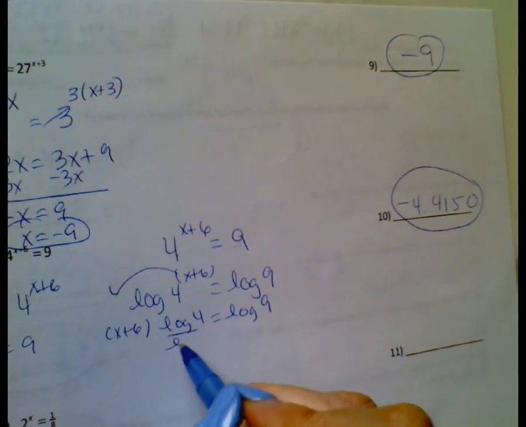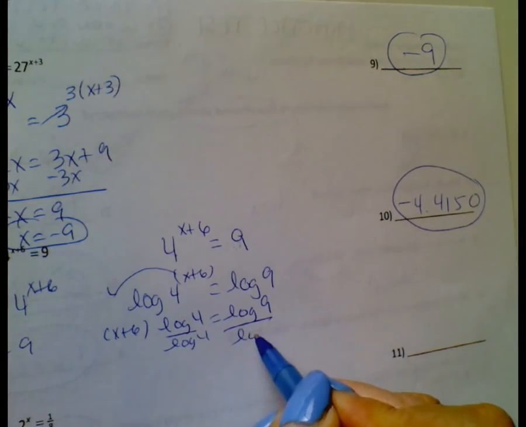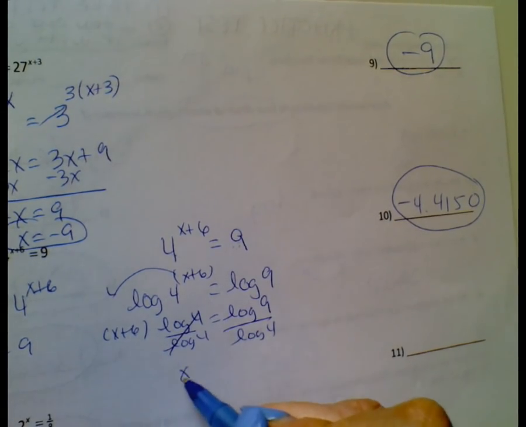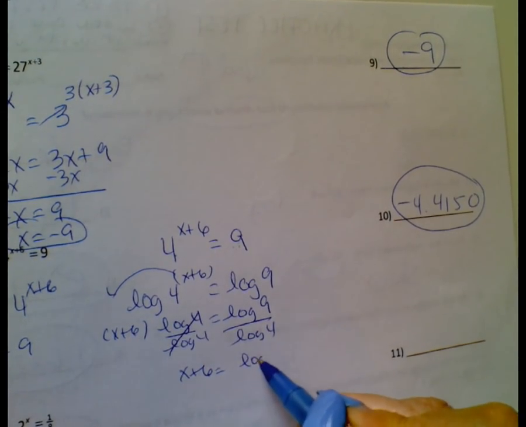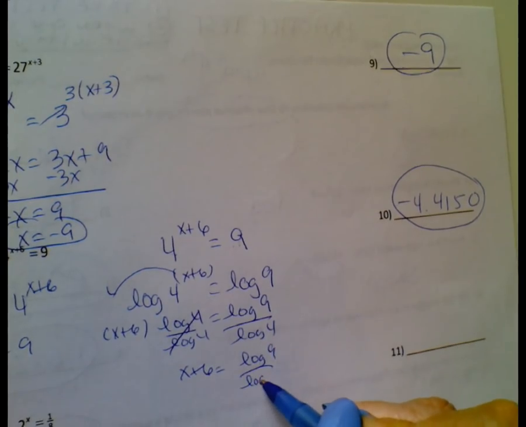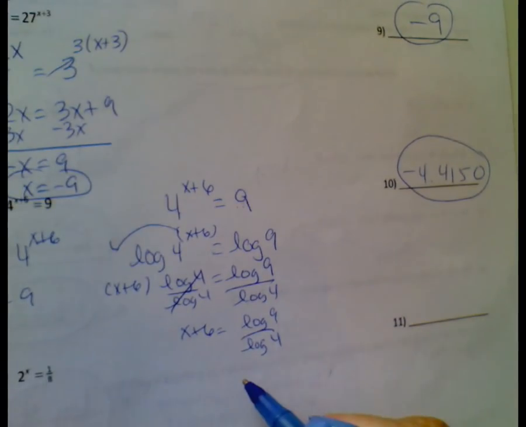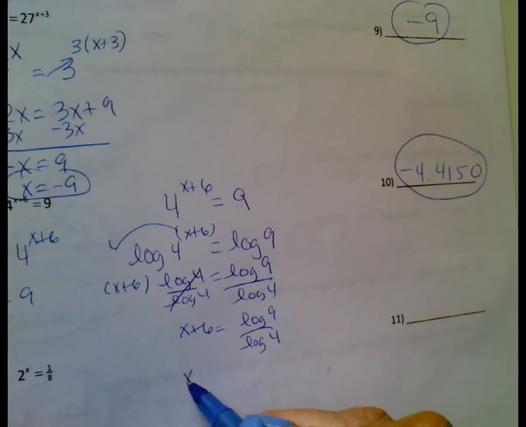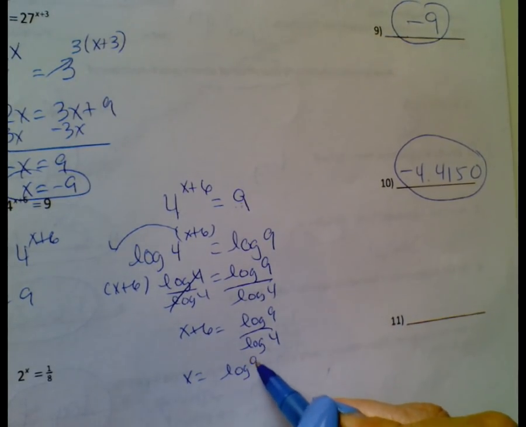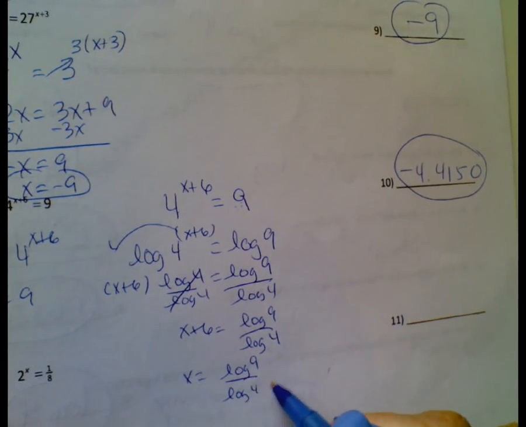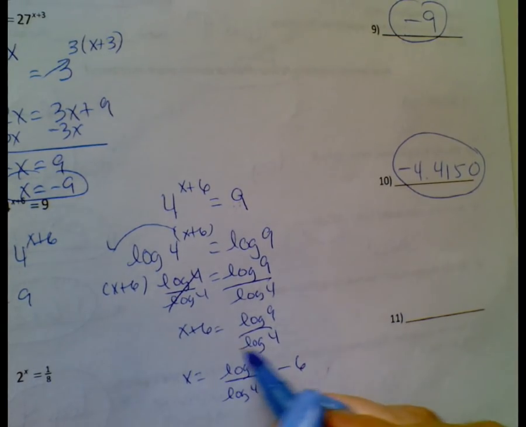And then you'd want to divide by log 4. And then you're going to want to subtract 6. So you're going to have log 9 divided by log 4 minus 6. You're going to subtract 6. This is what you're punching in the calculator.